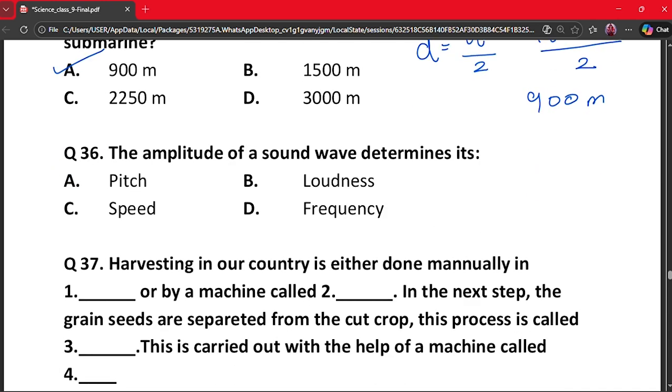Our next question is question number 36. The amplitude of a sound wave determines its pitch, loudness, speed, or frequency. The correct answer is option B, because loudness depends on the amplitude of the wave, and higher amplitude means louder sound.